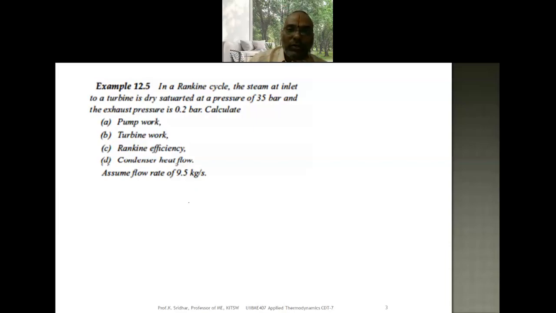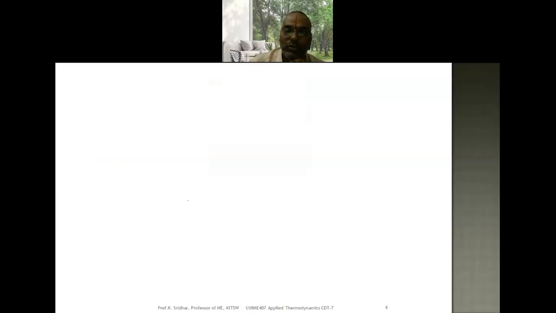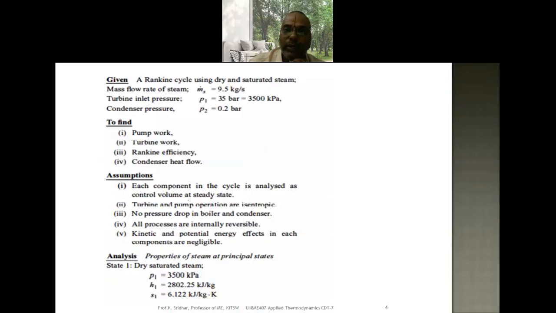Now let us go to the first important problem. In a Rankine cycle, the steam at inlet to a turbine is dry saturated at a pressure of 35 bar and the exhaust pressure is 0.2 bar. So the initial condition is given as dry saturated steam, the exhaust pressure is 0.2 bar, and he is asking us to calculate four important parameters.